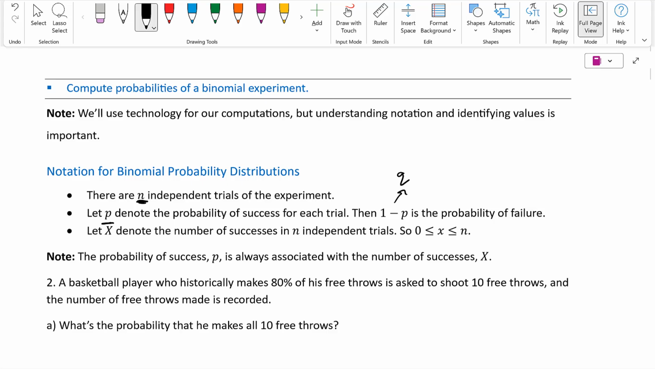You'll also see, if you look it up a lot of places, q is 1 minus p. And we let x denote the number of successes in n independent trials. So our values that capital X can take are little x's between 0 and n, right? From no makes in the free throws to made all of them sort of thing. Note here, the probability of success, little p, is always associated with the number of successes, capital X. So we want to make sure our makes and our probability of makes or success go together always.